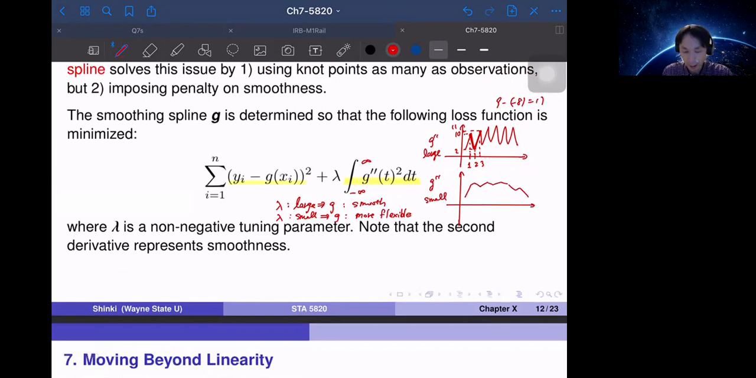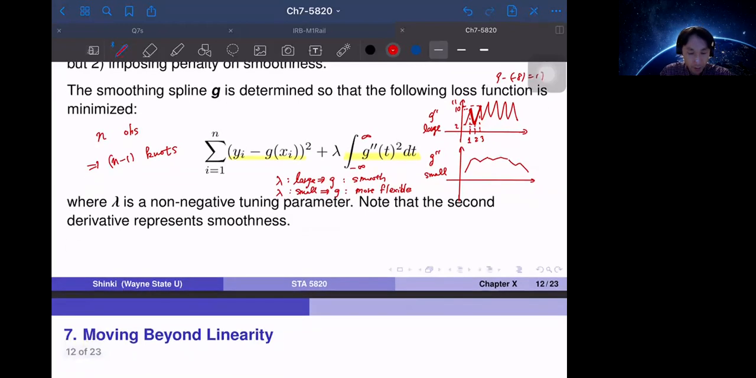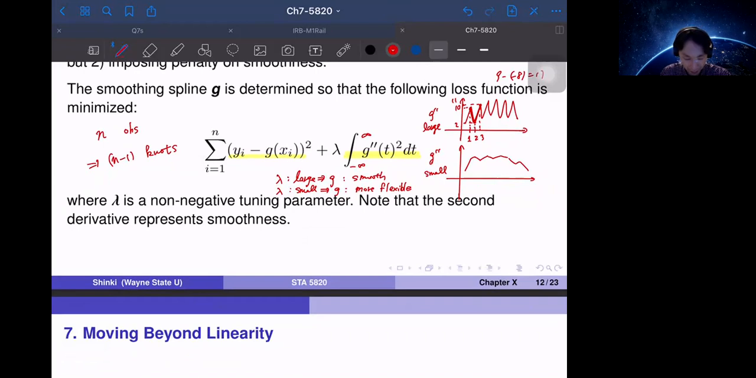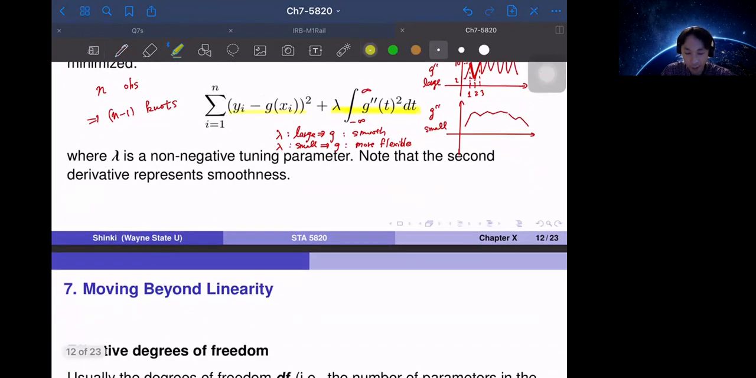We have to determine lambda later by cross-validation, but for now we just use an arbitrary one. Usually we use the cubic spline with as many knots as possible. So if we have n observations, then we use n minus 1 knots. Of course, if we have n observations, it does not make sense to have more than n minus 1 knots, right? Because of the midpoints of the two neighboring observations, we only have n minus 1 midpoints. So we use the most flexible model, but we impose this restriction, this penalty, so that g does not become too complicated.